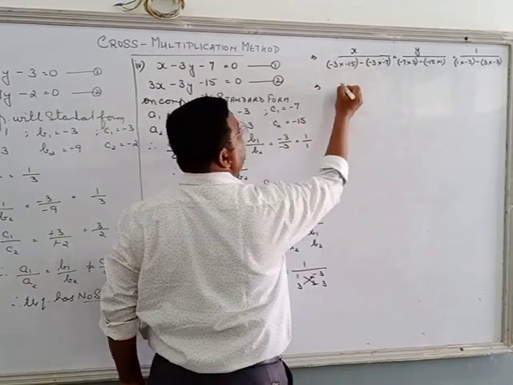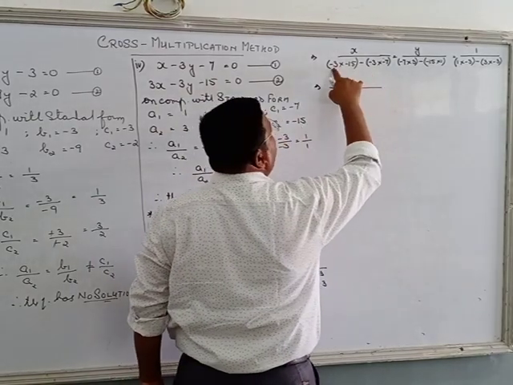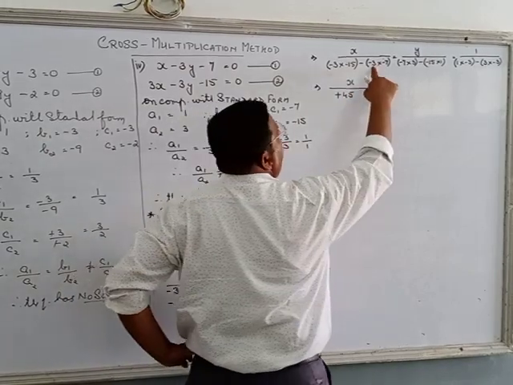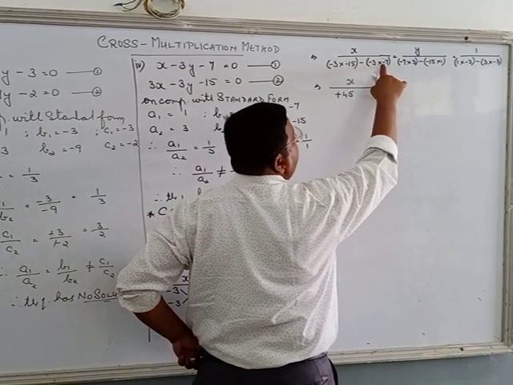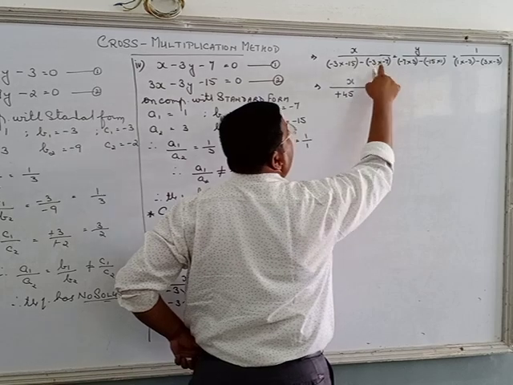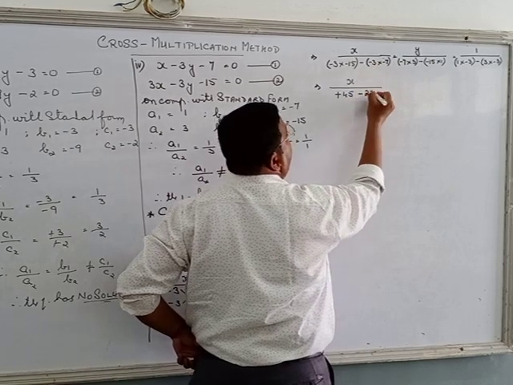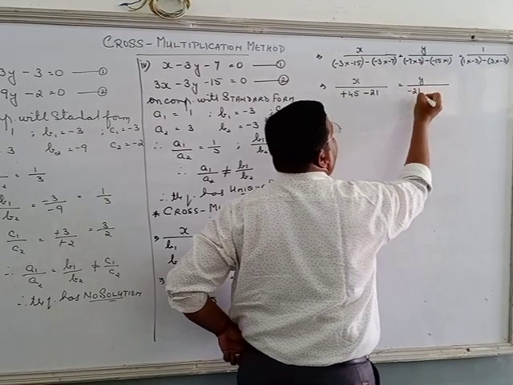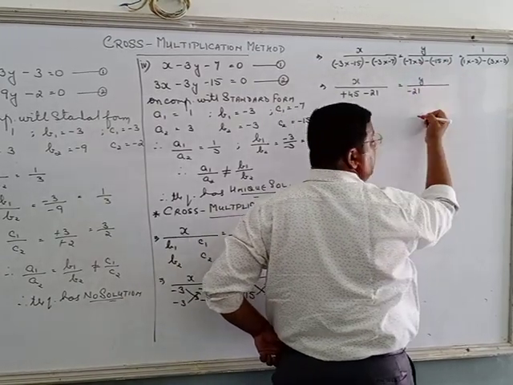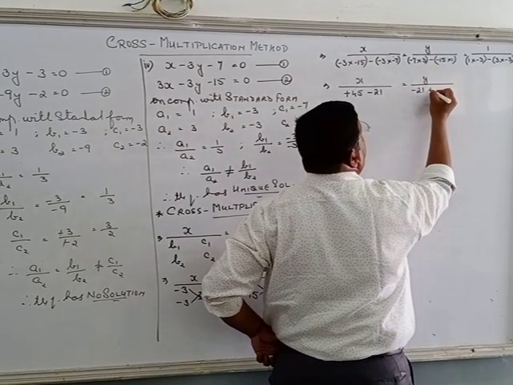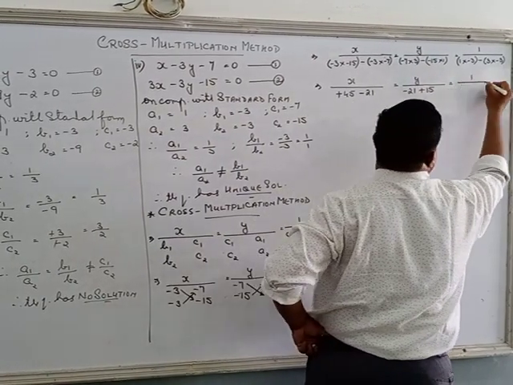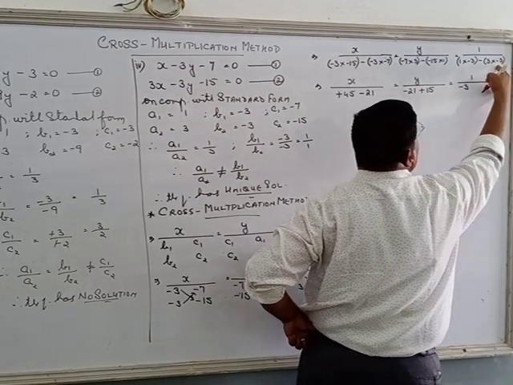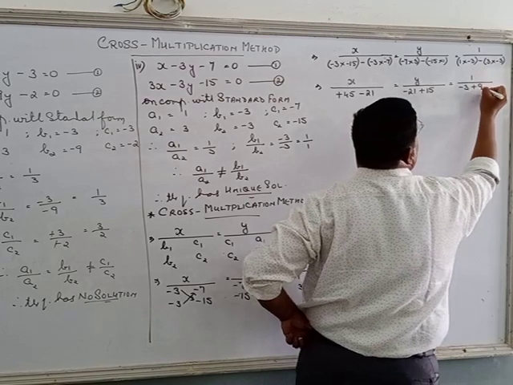Open the brackets. X upon minus 3 into minus 15, minus minus plus 15, these are 45. Minus 3 into minus 7, minus into minus plus, 3 7s are 21, plus 21, and outside it is minus sign, so minus 21. Equals y upon minus 7 into 3, minus 21, minus 15 into 1, minus 15, minus and minus plus 15. Equals 1 upon 1 into minus 3, minus 3, 3 into minus 3, minus 9, minus and minus plus 9.